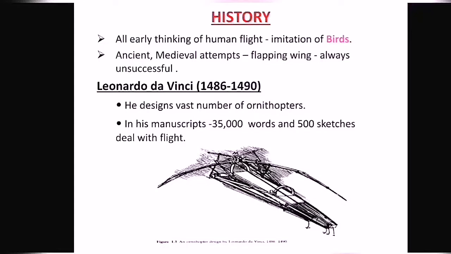Okay. The first important person in our aeronautical history is Leonardo da Vinci. His period is 1486 to 1490, that is the 15th century. He also designed an ornithopter, a vast number of ornithopters, and then in his manuscripts you can see 3500 words and nearly 500 sketches about flight. This is one sketch of Leonardo da Vinci.